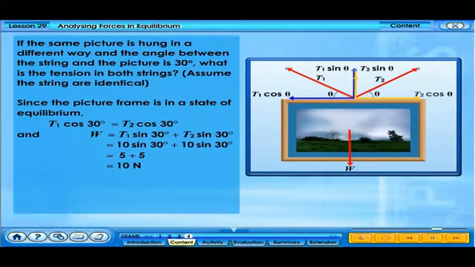Since the picture frame is in a state of equilibrium, T1 times cosine 30 degrees equals T2 times cosine 30 degrees, and W equals T1 sine 30 degrees plus T2 sine 30 degrees. Therefore, W equals 10 newtons.